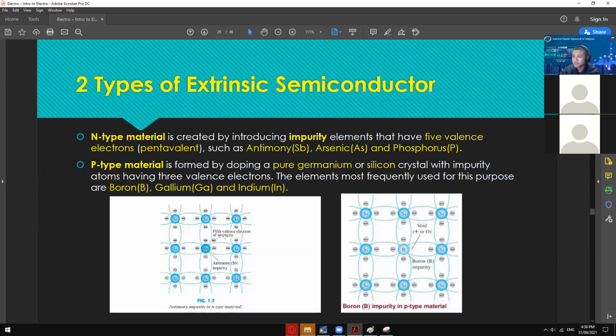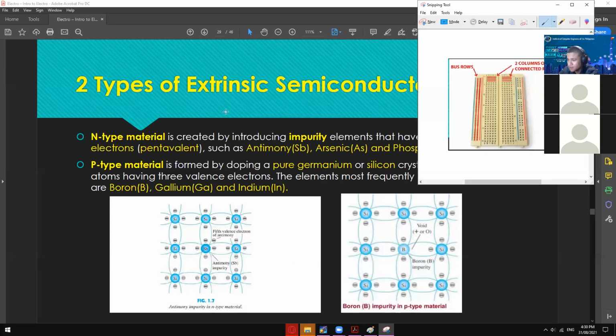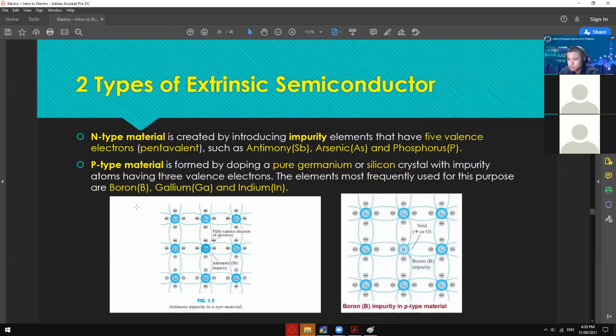However, let's stay here. We'll come back later to the 2 types of semiconductor. However, if we have antimony, or stibium, here, those are just the same. As you can see right here, I hope you can see this one.